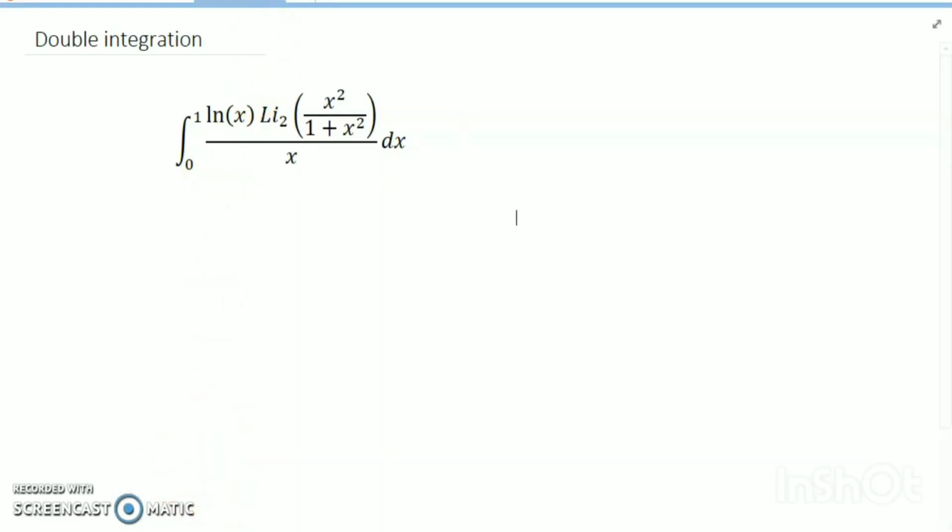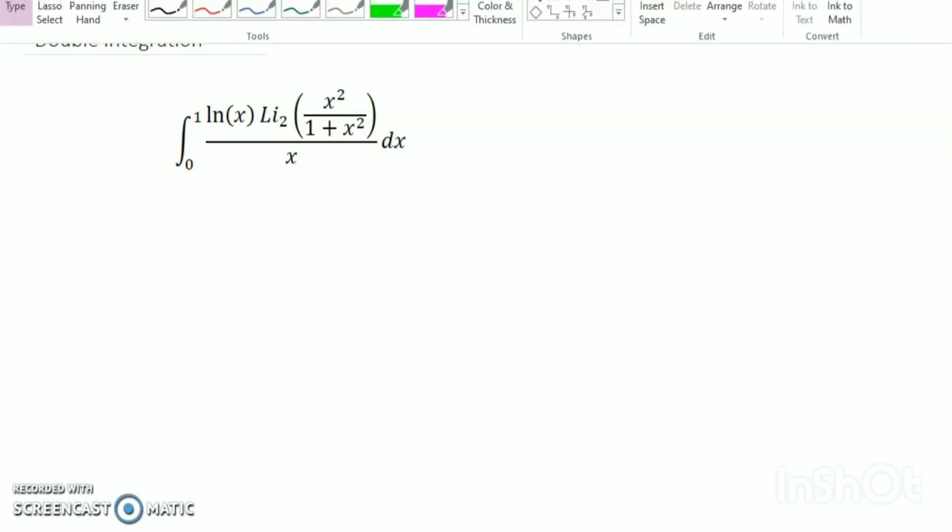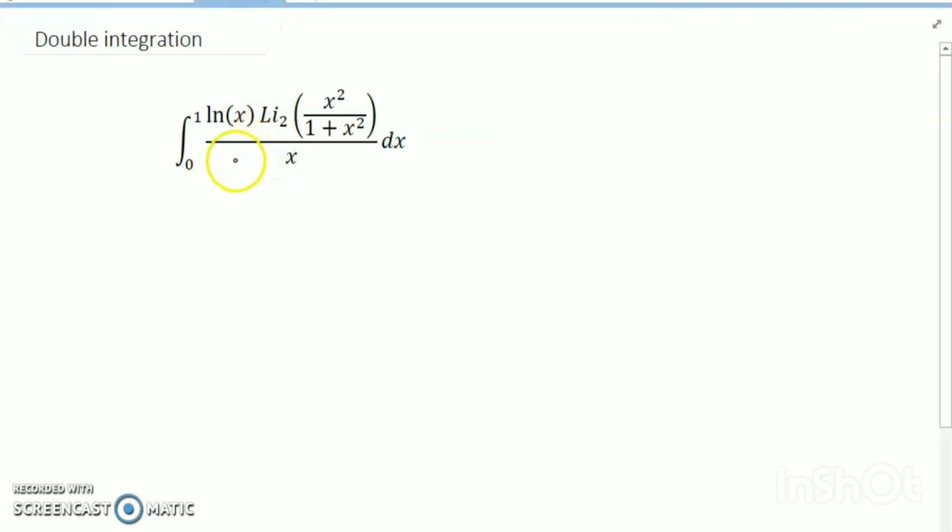Today's discussion is an integration dilogarithm problem. You see the integral from 0 to 1 of ln x times Li2 of x square plus 1 plus x square, divided by x, dx. So how can I solve this kind of problem? This kind of problem seems very tough. Yeah, we think that, but it is not tough. Let's please follow my work.